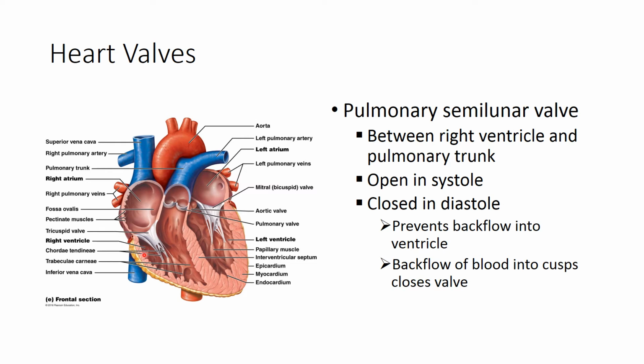When the ventricle relaxes, this valve will prevent the backflow of blood into the right ventricle. Okay, we just ejected blood out this direction during systole. We do not want it to just turn around and come back into the ventricle. And it's really this backflow of blood that catches in the cusps of this valve and forces them closed.